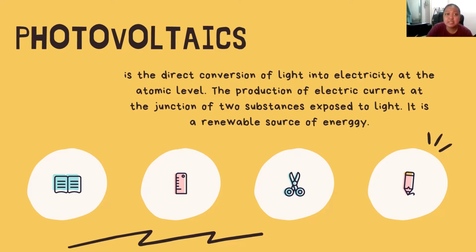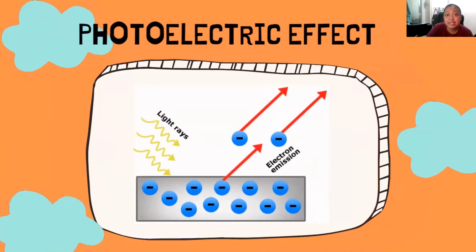Some materials exhibit a property known as the photoelectric effect. This is where they absorb the photons of light, from the light rays, and release electrons. And when these electrons are captured, an electric current results that can be used as electricity.